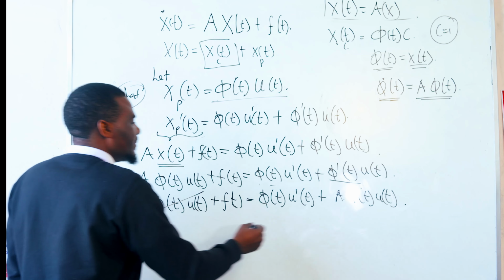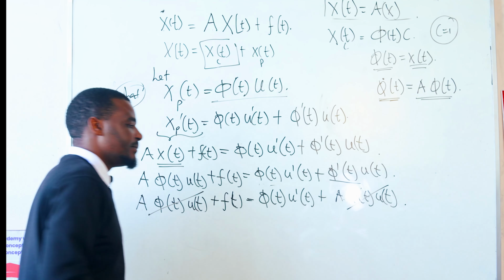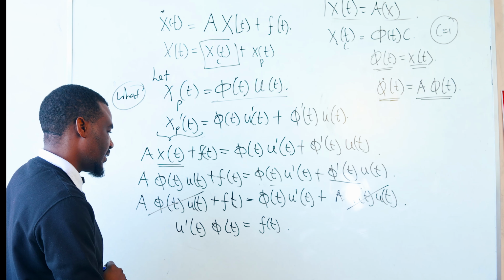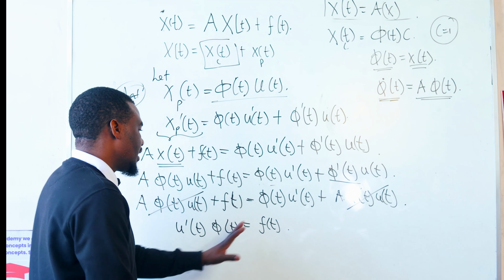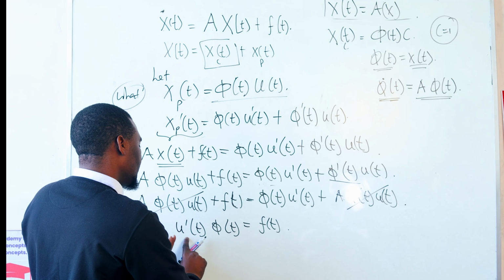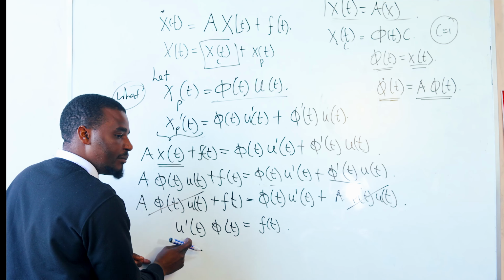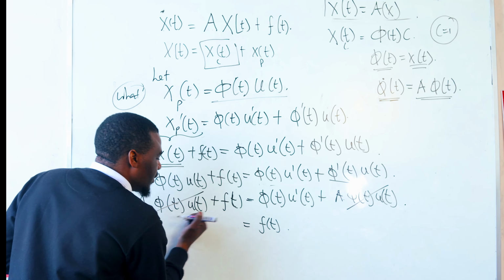Surprisingly, this item and this item disappear. So what we ended up with is u prime of t times phi of t is equivalent to f of t. Surprisingly, what will happen if I multiply here by phi of t? Let me try to do that. But remember, like I explained, there's no way you can start with this followed by this. So let me keep it the way it is. Why? Because this is an n by n and this is n by 1. Otherwise, the matrix will not be defined.